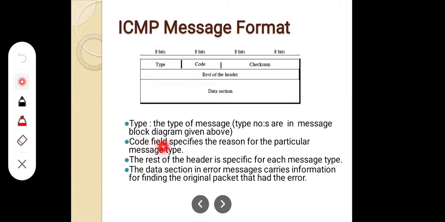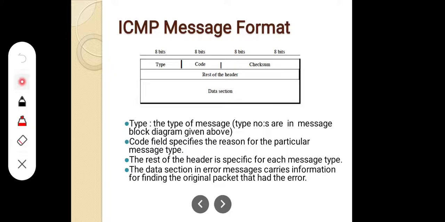Now the code. The code field specifies the reason for the particular message, that is, why the message is being sent, for example if congestion or an error occurred. So the reason has to be specified. Now the checksum. Checksum is the error checking mechanism. Then the rest of the header is specific to the message type. For each type, they can specify it here.